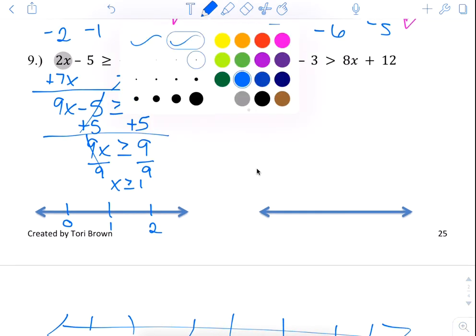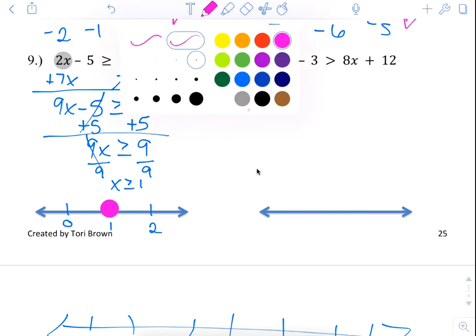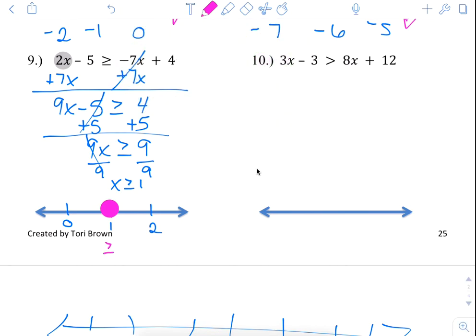All right, what kind of circle would we want? Well, we'd want this one to be closed, and that's because it has an or equal to with it. Greater than or equal to. If I want to be greater than 1, I'm going towards my bigger number. I'm still going to the right. I'm still greater. We are ready for our last problem, last question.